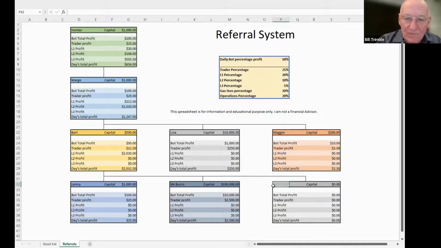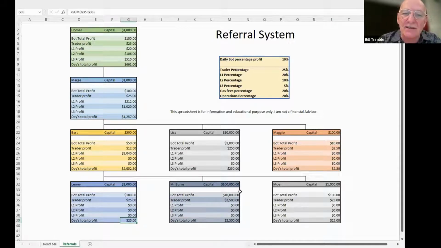And Mo, he's in the bar. He puts 1,000 in. So if you look down at the bottom now, Lenny put 1,000 in. 10% of that is 100. 25% of that 100 is $25. So Lenny's made $25.